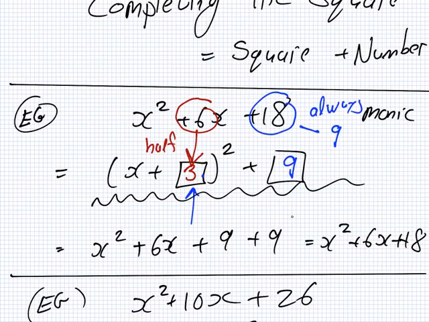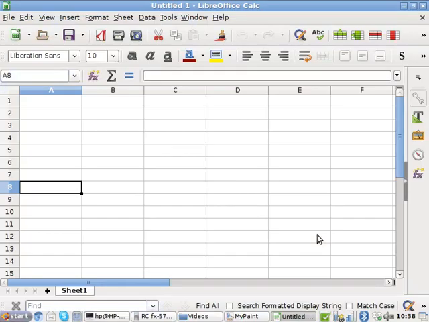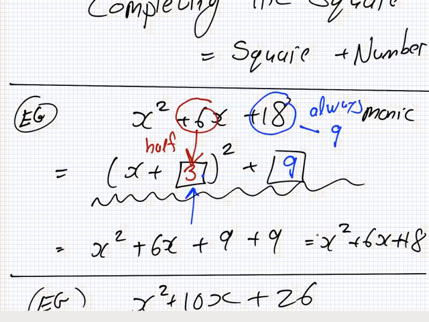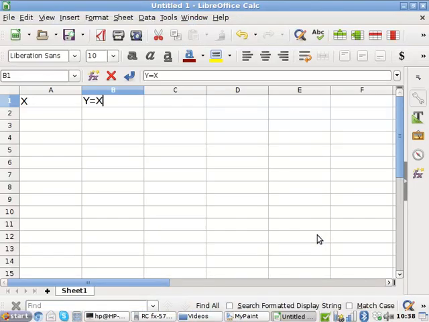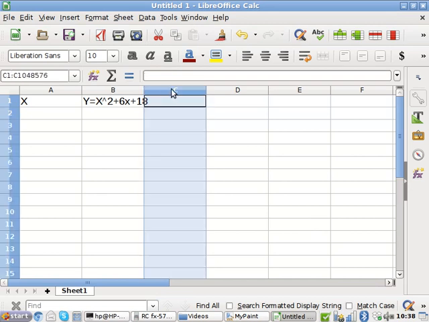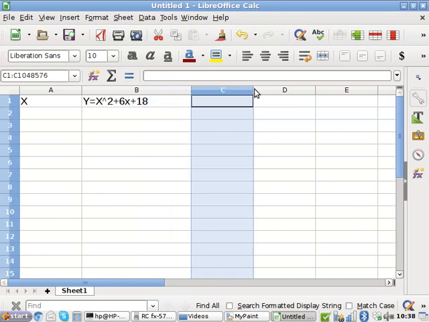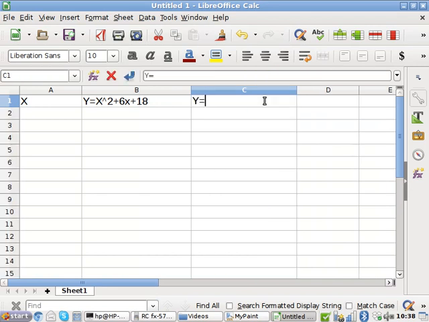x squared plus 6x plus 18. So let me put something here now. This is x, and this is y equals, what did we say, x squared plus 6x plus 18. And then here, we'll just write in the completed square form. That is y equals x plus 3 squared, isn't that what we said? Yeah, x plus 3 squared plus 9.